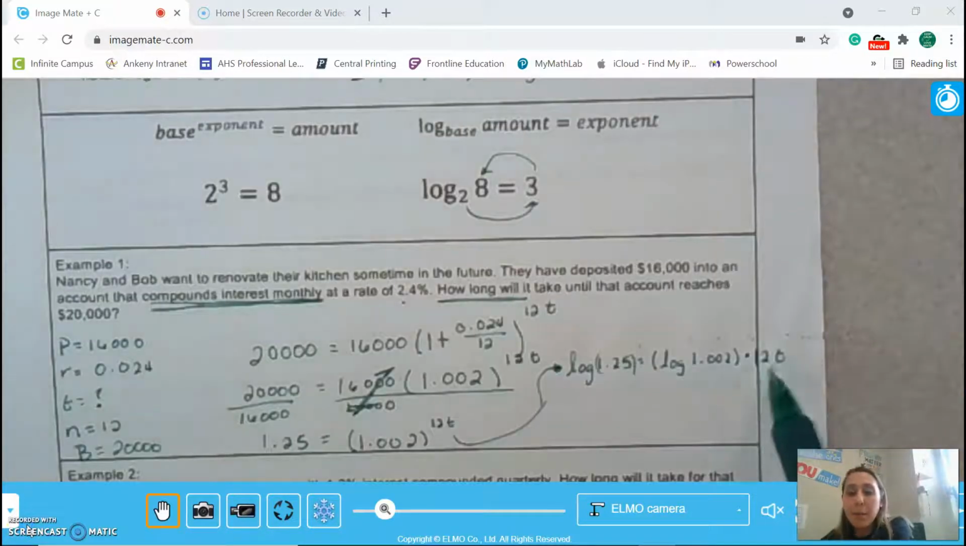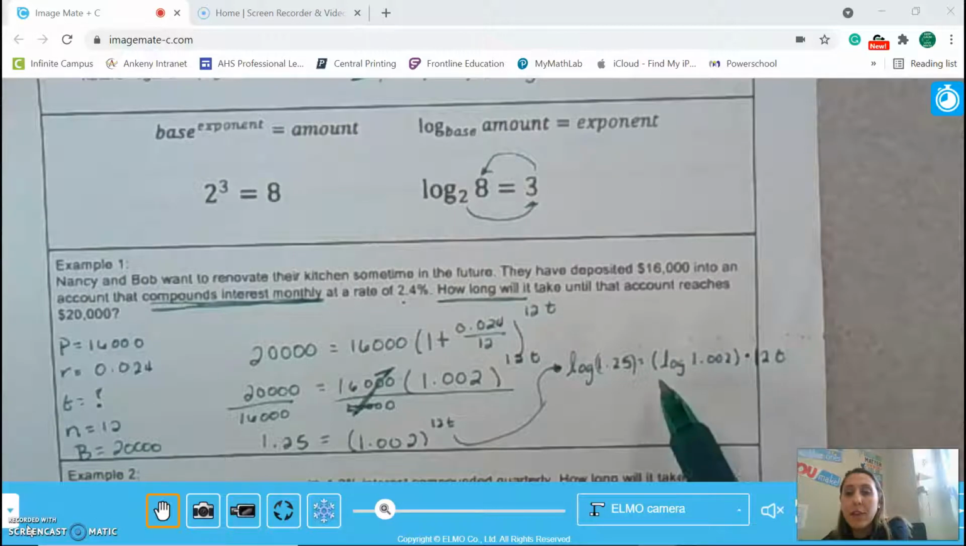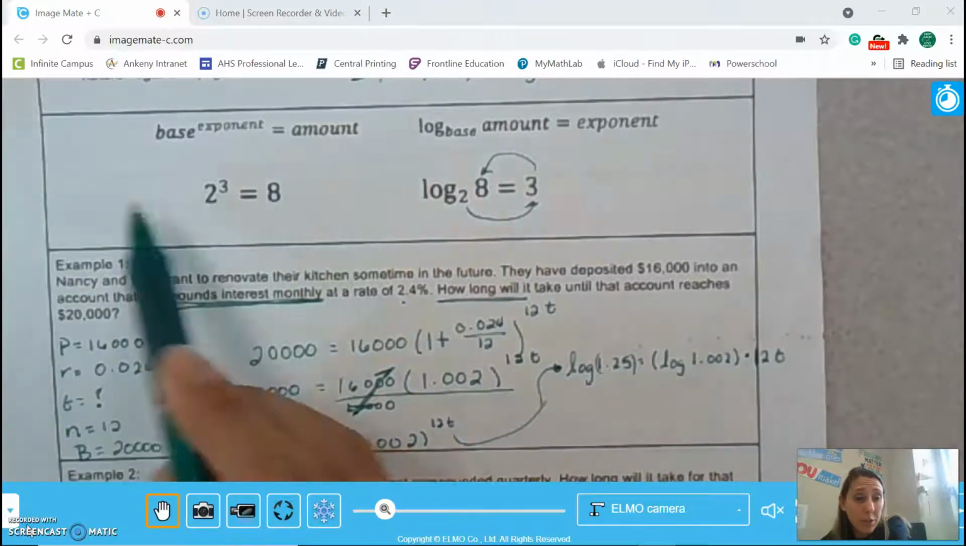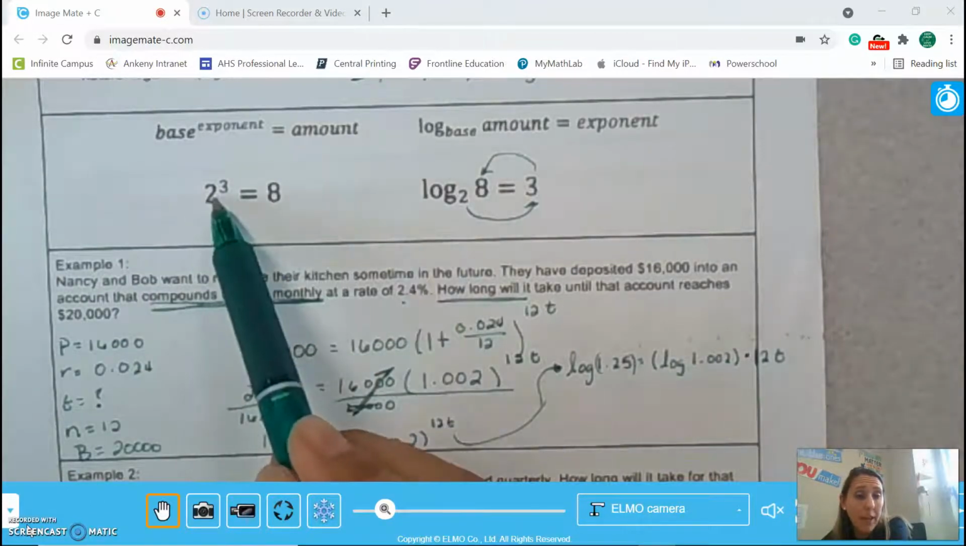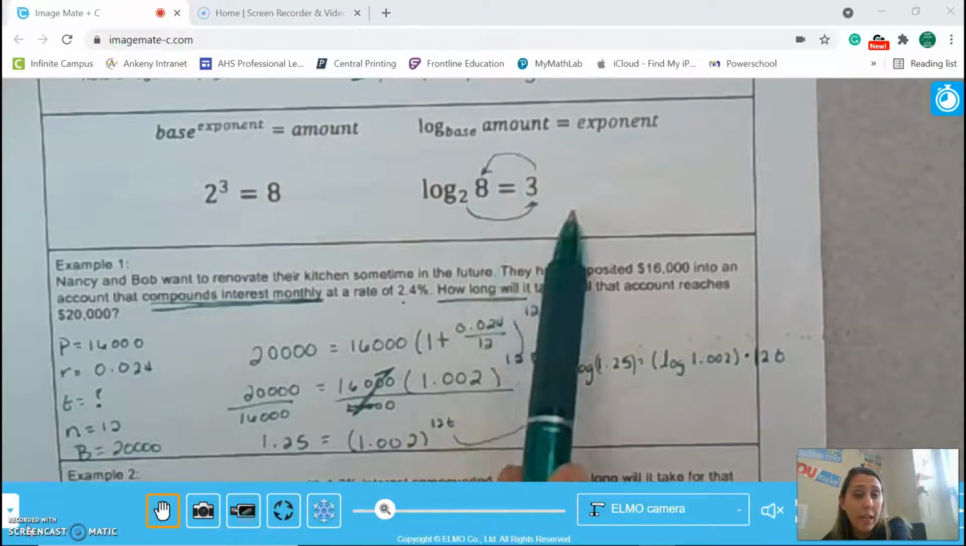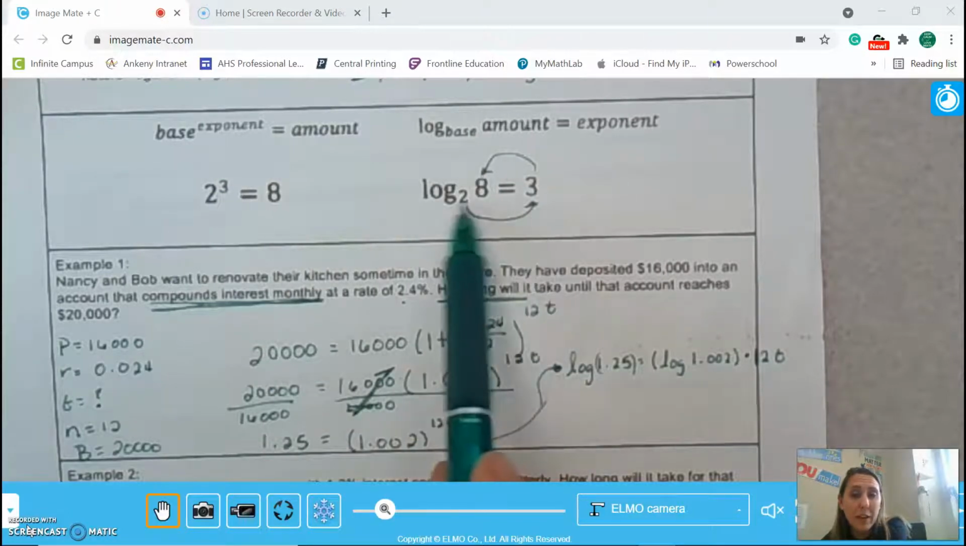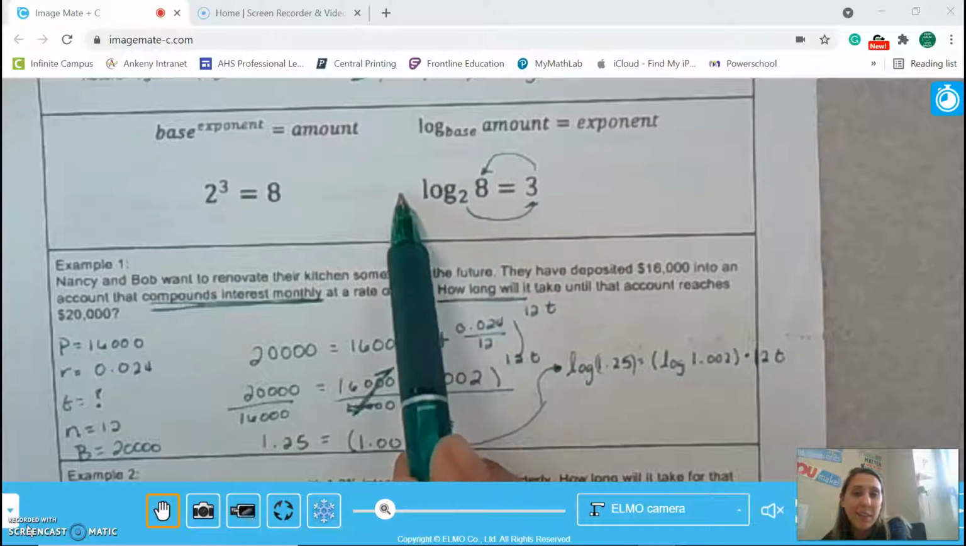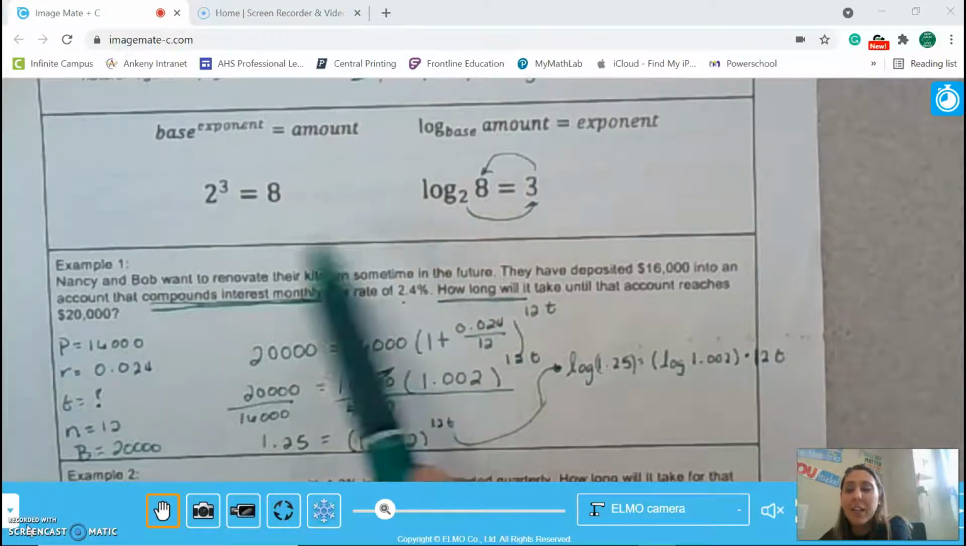I know that I'm going to be multiplying by this 12t. So now I'm getting closer to what I want, where I want a base. So now I've gotten here, but I have too many things going on. Like I have a log, I have something being multiplied over here. I have a lot going on.